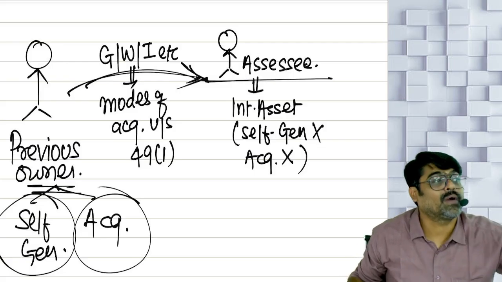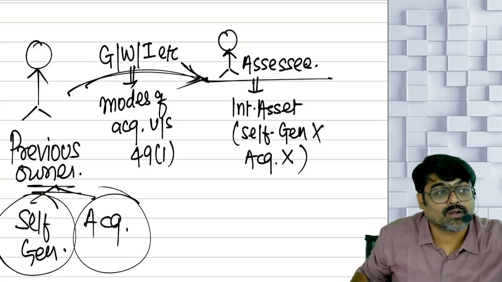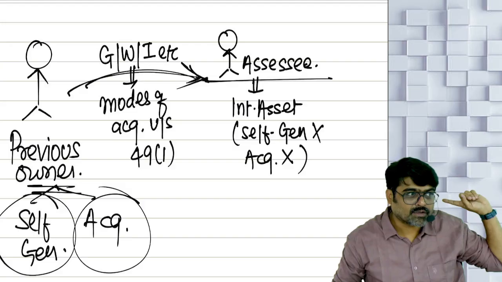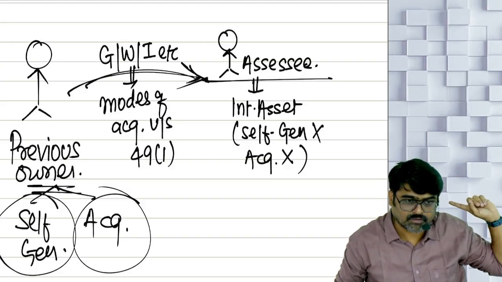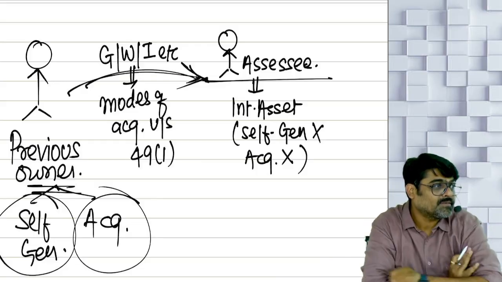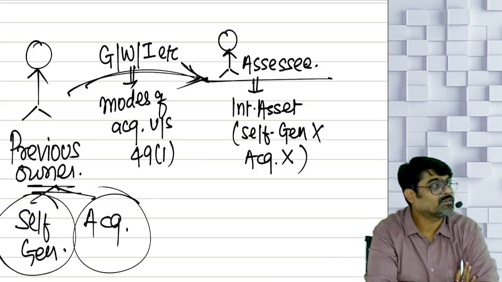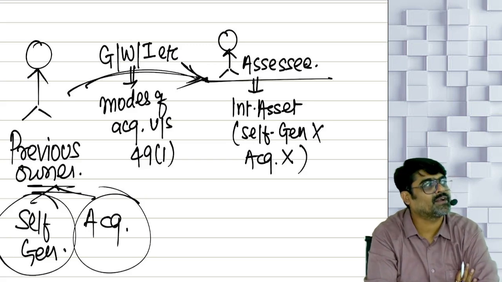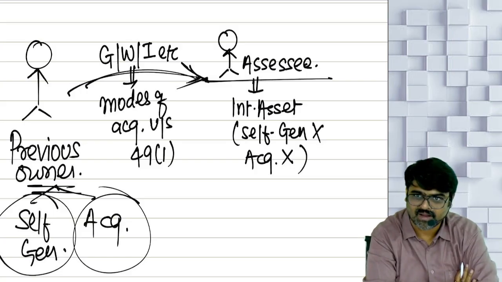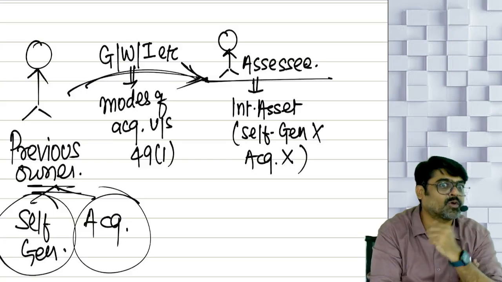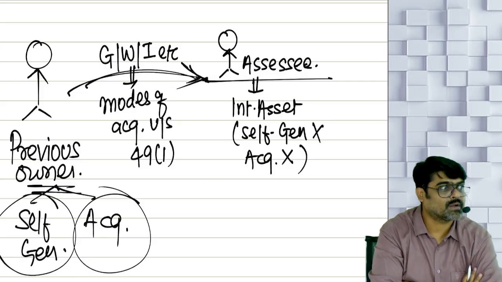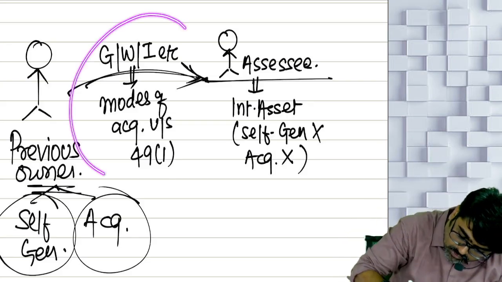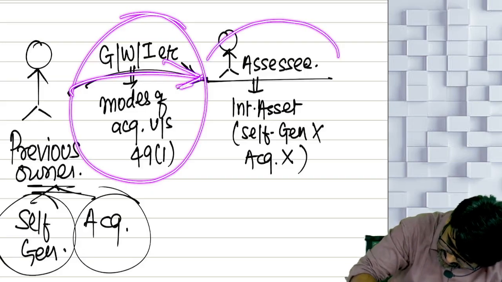Assessee, did you acquire your asset by way of any of these modes? Yes, I got this asset by way of gift. Somebody gifted me this asset. Oh, you acquired this asset through a will, that is also a mode specified under section 49. By inheritance, that is also a mode specified under section 49. Revocable transfer, irrevocable transfer. So through any of those modes, the assessee has acquired.